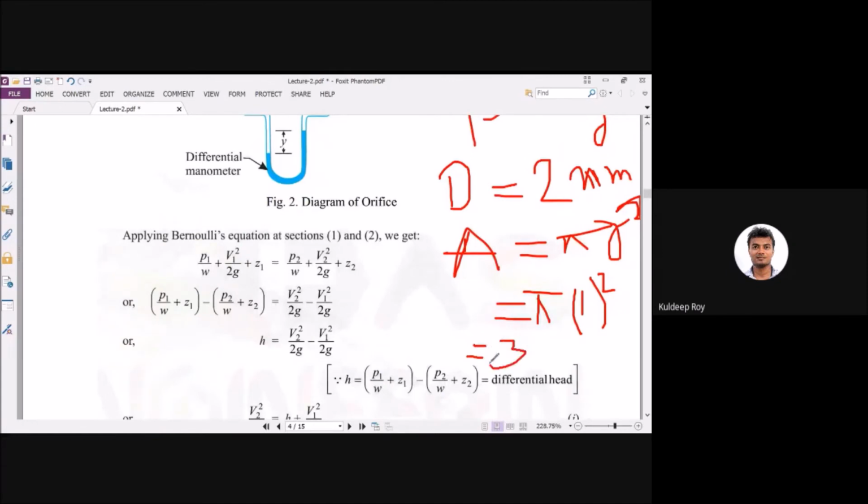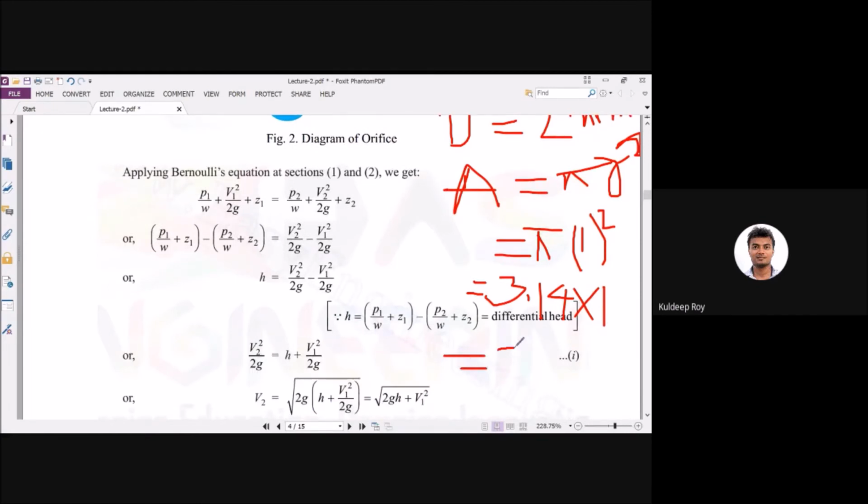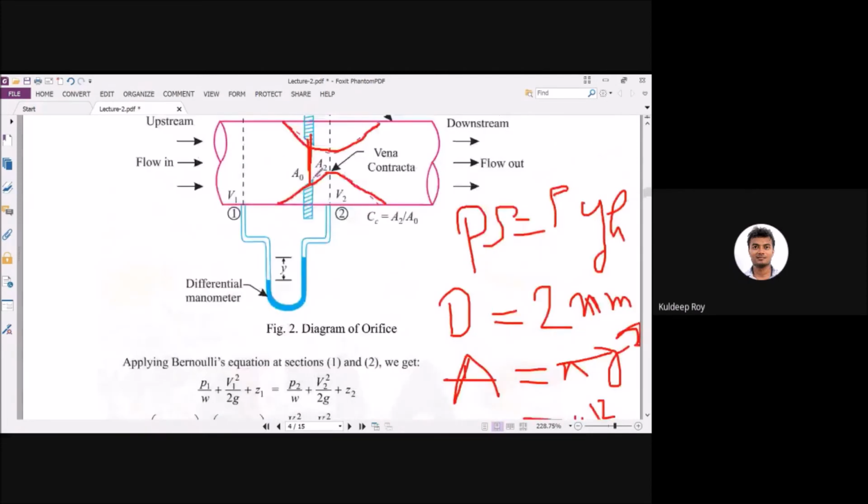It will be 3.14 multiplied by 1, then you have got the area, 3.14. If your unit is mm, then it will be mm square. Then you have got the area, you have determined the area.